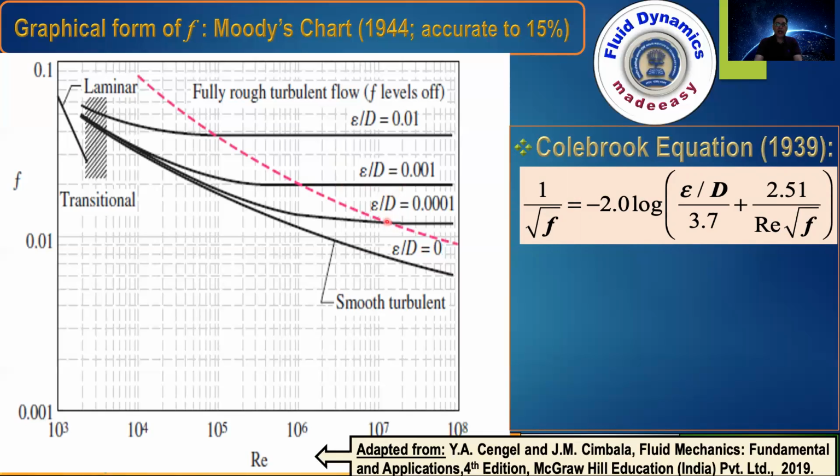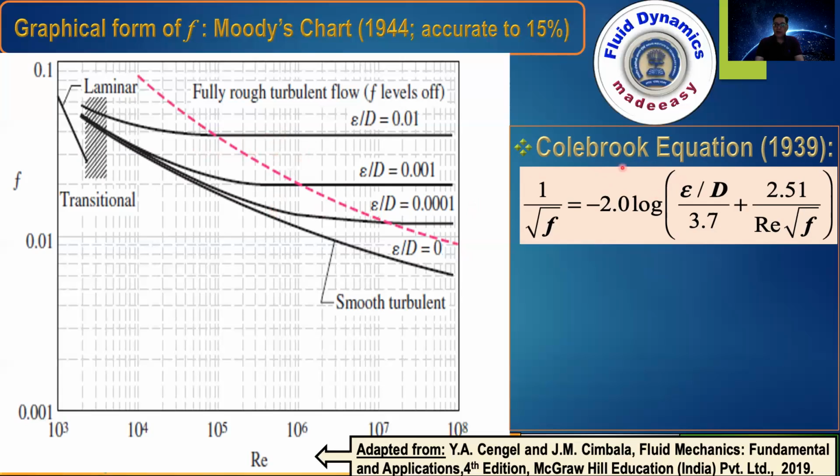You can see that epsilon by d equal to 0 corresponds to a smooth pipe, in which case it doesn't reach a constant value, whereas for a rough pipe, this is the roughness epsilon divided by d, where d is the diameter of the pipe, equal to 1 into 10 to the power minus 4. This is 1 into 10 to the power minus 3. This is 1 into 10 to the power minus 2. So as the roughness is increased, you can see that the friction factor is increasing with increasing roughness value.